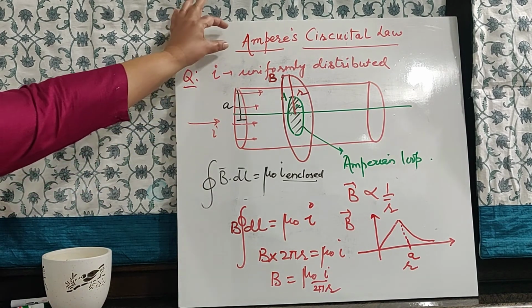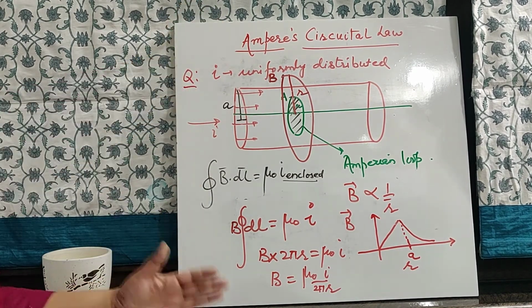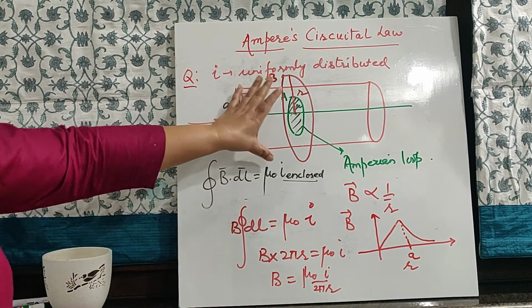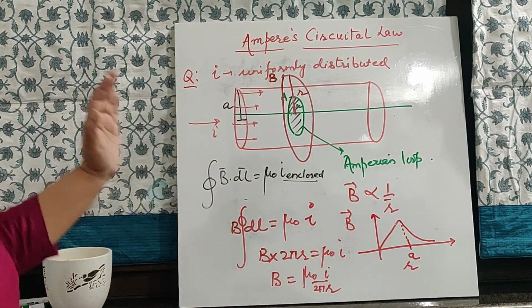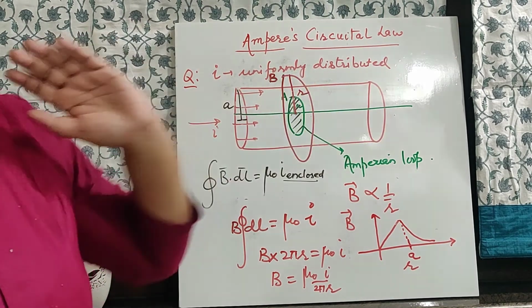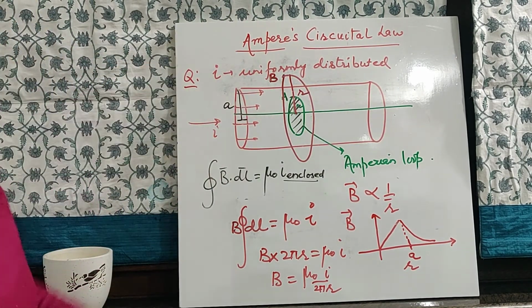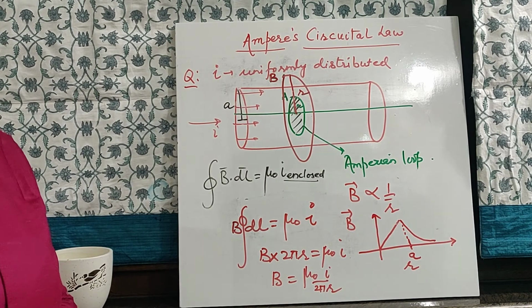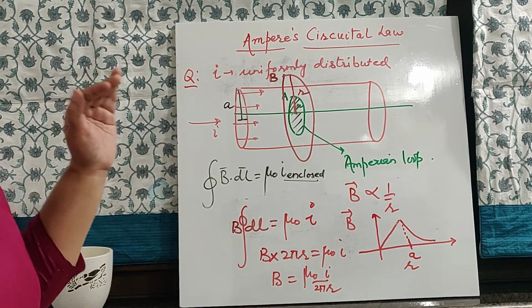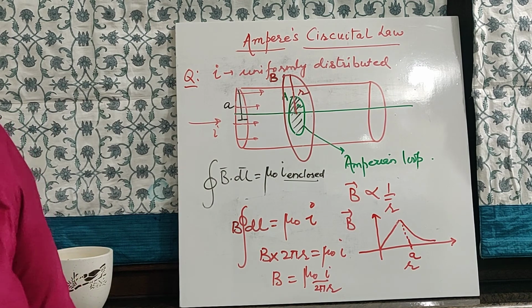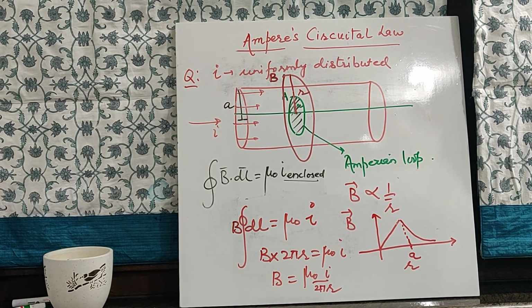So using Ampere's circuital law, we have been able to find out what is the magnetic field at any point inside a current carrying conductor in which the current was uniformly distributed, and what is the magnetic field at the point B outside the conductor. Correct? Now we will also apply the same law on a solenoid and a toroid.